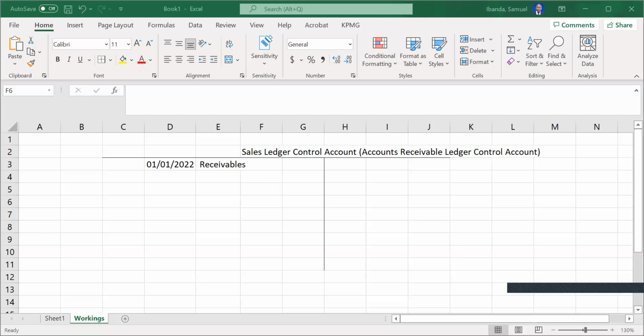Why? Maybe let me just go back to the question so that we are able to see. I want us to learn because I know some of you have not gone through contra accounts. So this will be an opportunity for you to learn the dynamics of how these contra accounts work.